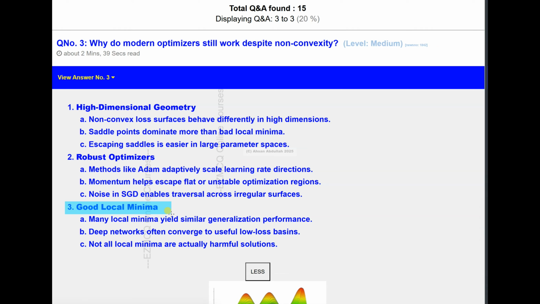Then good local minima. Deep networks with their valleys and ridges contain many local minima with comparable training and generalization error. So finding any one of these good local minima, not the best one, is sufficient. That reduces the reliance on finding the absolute global minima, which is very expensive.